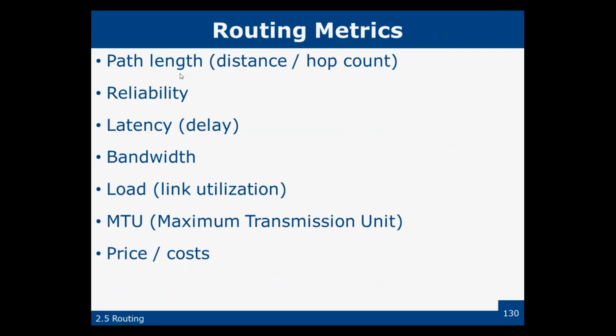These are the metrics that are available to the devices. The first one is path length, the distance or the hop count. And hop count becomes important in RIP because that's what it bases its routing on. And you can only go 15 hops. If you have 16 hops, it becomes infinity for RIP. Reliability, how reliable is the path that we're going to use.